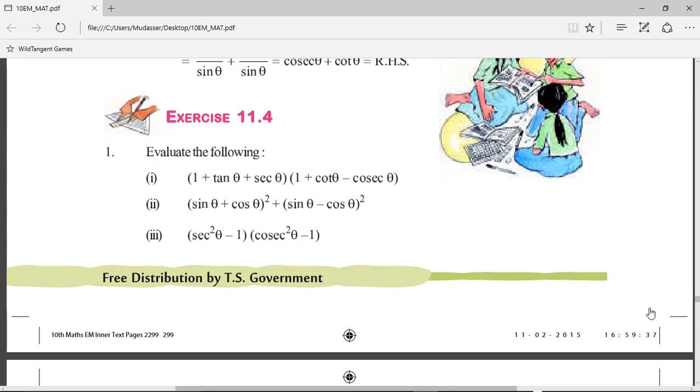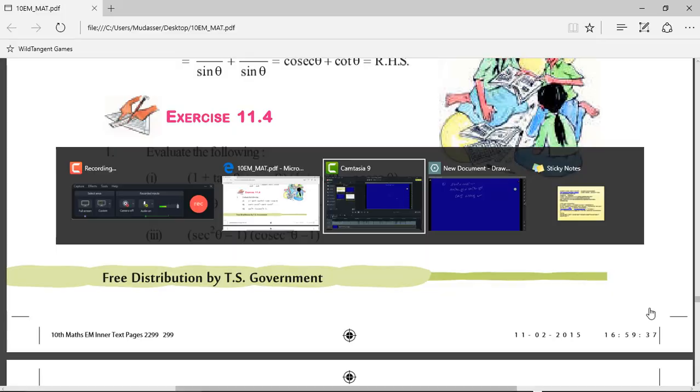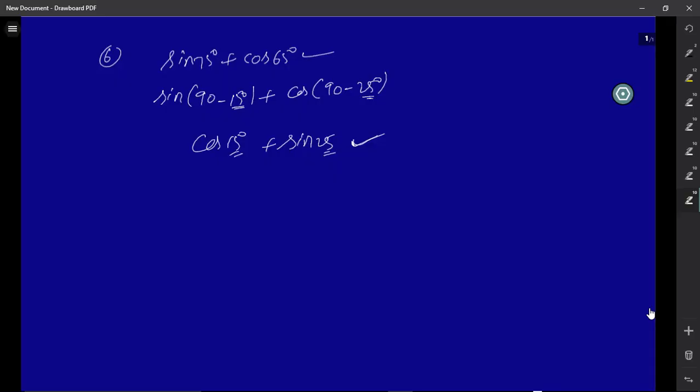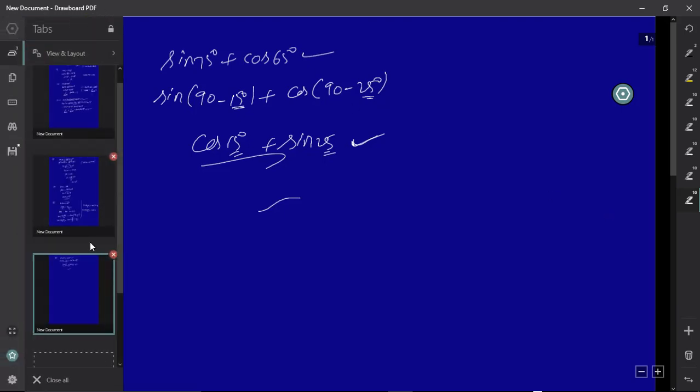Before we start working on the exercise questions, let me show you a few of the basics that would help us in solving the problems from exercise 11.3, 11.4. Let me quickly go ahead and take a new worksheet here.